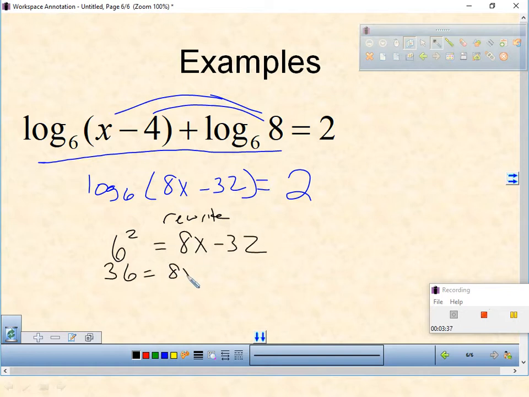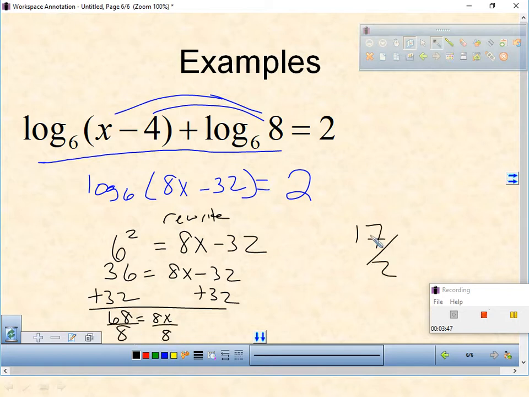So I get 36 equals 8x minus 32. Add 32, that gives me 68 equals 8x. And divide by 8, your calculator will reduce that down to 17 over 2. And that will be your answer for that problem. Very good, guys. Very proud of you.